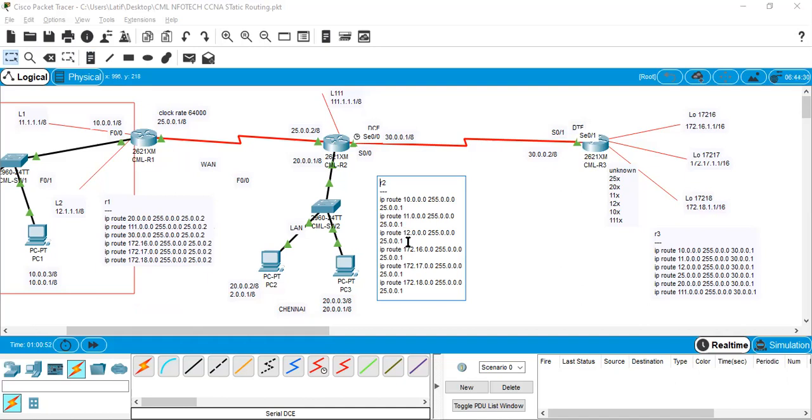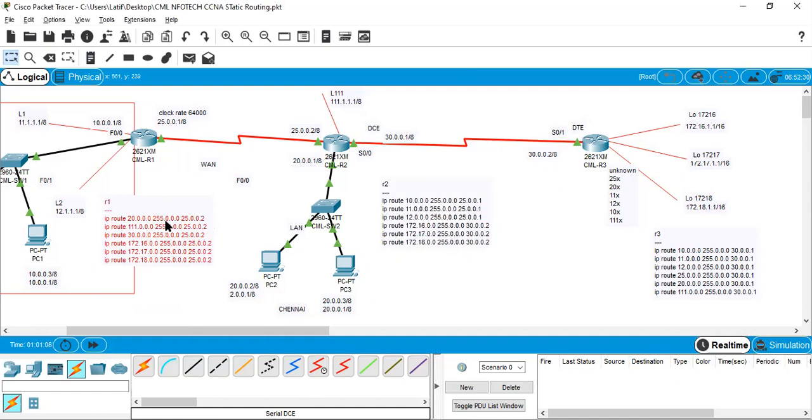Then 172, which is 30.0.0.2. I'll explain you 30.0.0.2. Okay, so we'll talk about R1 first. According to R1, 11, 10, 12, 25 are connected or known.